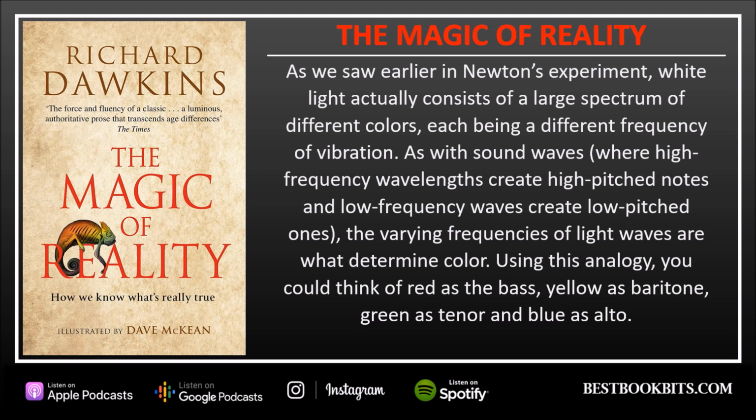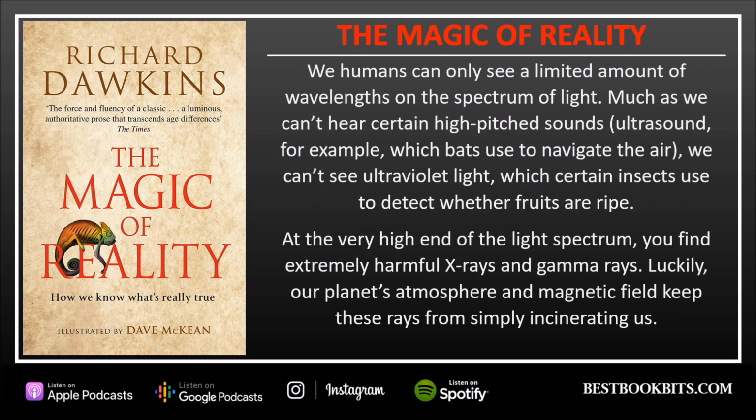As with sound waves, where high-frequency wavelengths create high-pitched notes and low-frequency waves create low-pitched ones, the varying frequencies of light waves are what determine colour. Using this analogy, you could think of red as the bass, yellow as the baritone, green as the tenor, and blue as alto. We humans can only see a limited amount of wavelengths on the spectrum of light.